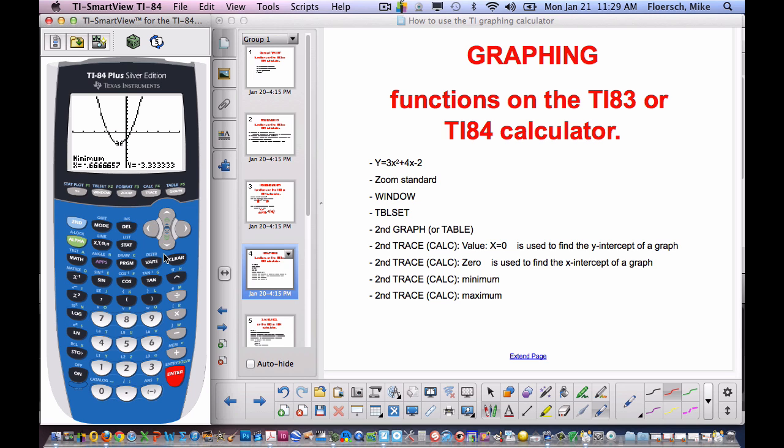If I were to find the maximum, because my parabola was opening down, like a bowl flipped upside down, then I would do the second calc, and that would help me find the maximum. Just a couple shortcuts here under second calc: value, which is your y-intercept, zero, which is your x-intercept, minimum, which is the low point, and maximum, which would be the high point.